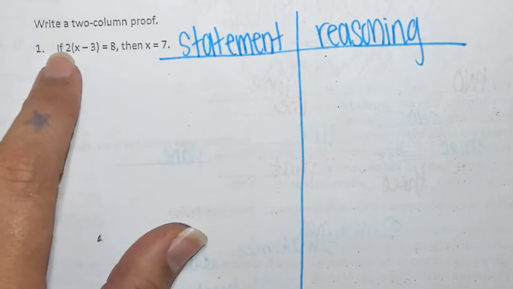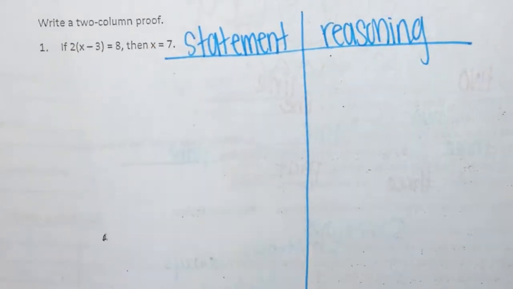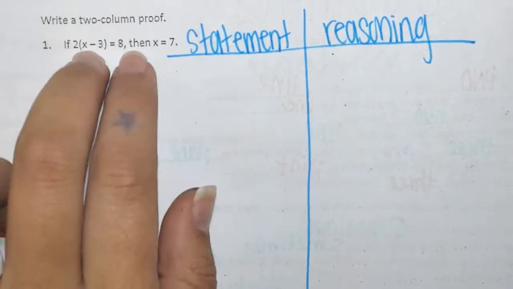So this says that if 2 times x times the quantity of x minus 3 equals 8, then x equals 7. So what we're doing is we're proving that this is a true statement.